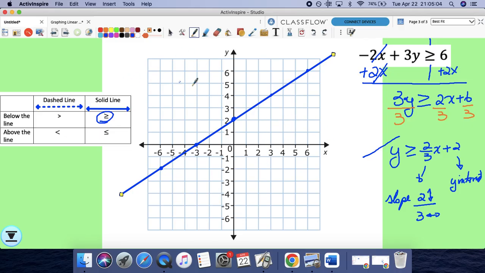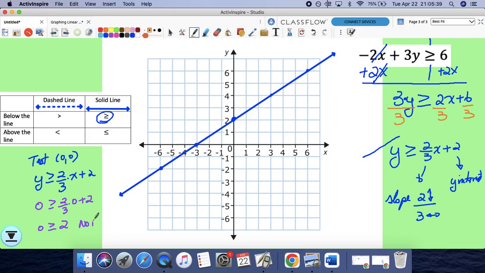So let's take a test point, and we can pick 0, 0. Let's see if 0, 0 satisfies the inequality. The inequality is y is greater than or equal to 2/3 times x plus 2. We're going to replace 0 for y and 0 for x. We get 0 greater than or equal to 2/3 times 0 plus 2. And then 0 is greater than or equal to 2/3 times 0 is 0, and then plus 2 is just 2. Is 0 greater than or equal to 2?